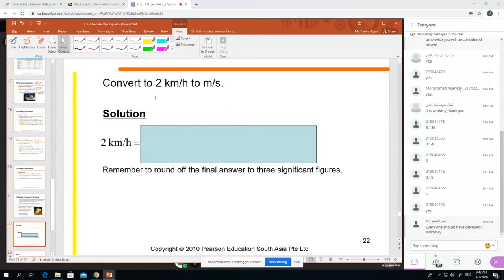Now, first problem I have here: convert 2 kilometer per hour to meter per second. Tell me with 3 significant figures. Do the problem. I give you 2 minutes time and tell me. Convert kilometer per hour to meter per second. The answer is here, but I will show you later on.